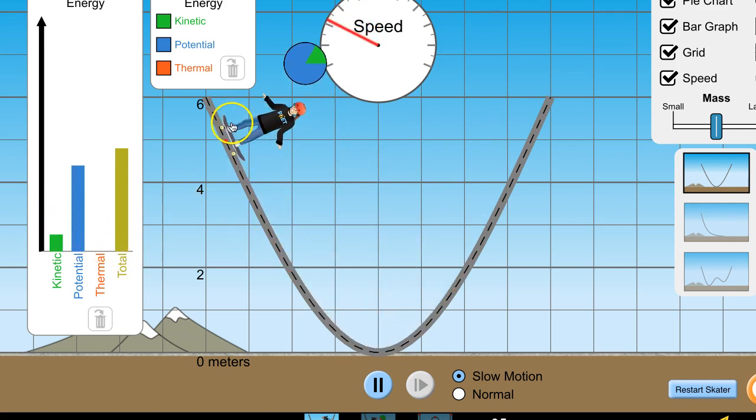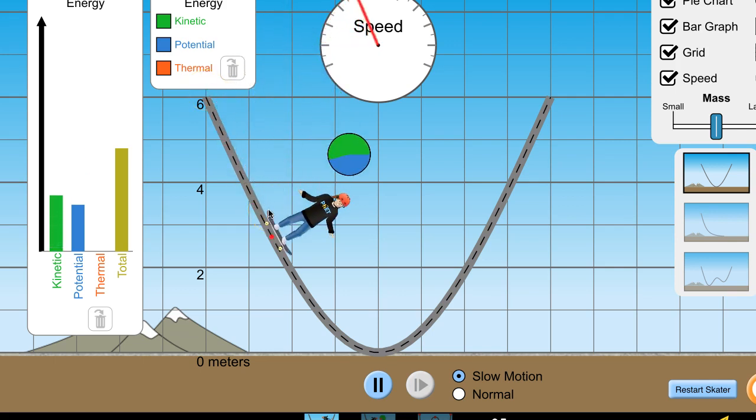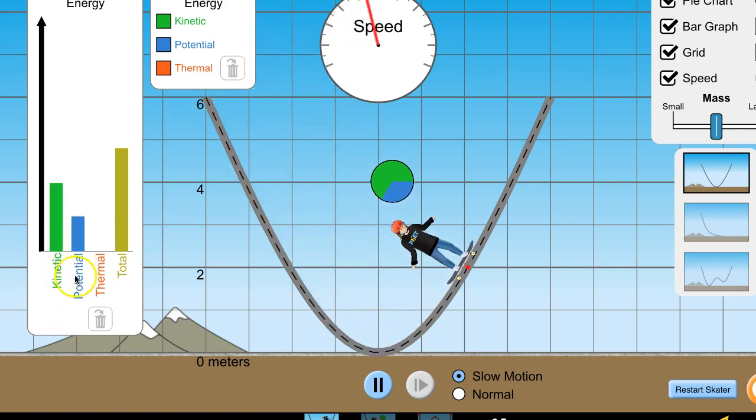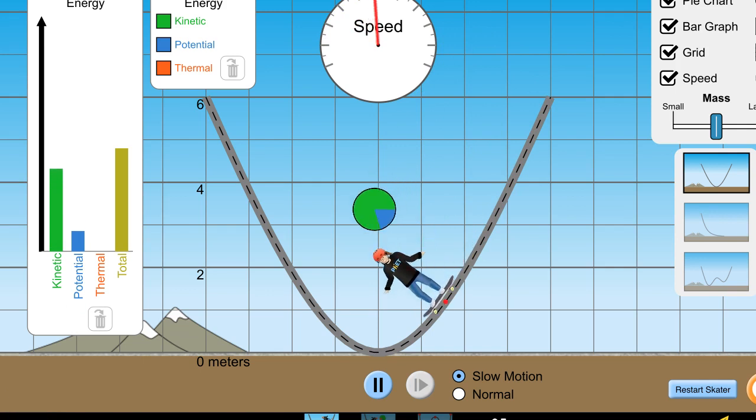As she goes up the ramp, she slows down but becomes further and further away from Earth. And that leads to more potential energy. When you see her start to come down the ramp, she gains speed, and that becomes kinetic energy.